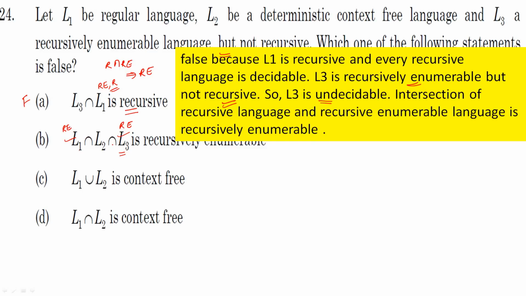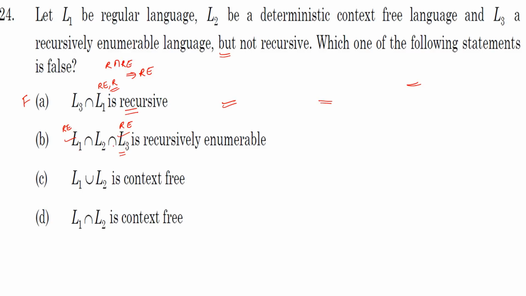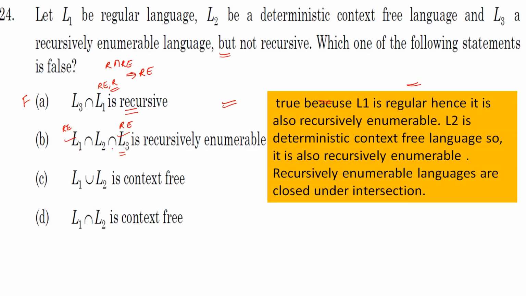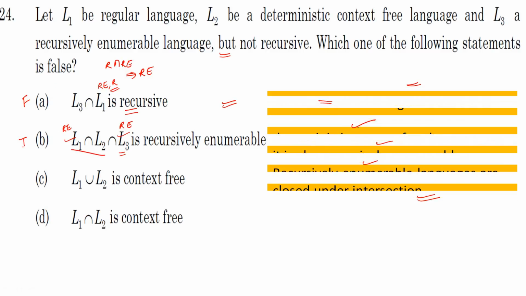Now what about L2? L2 is given as a deterministic context-free language. So all the context-free languages are also recursively enumerable. L1 is regular, so it is recursively enumerable. L2 is a deterministic context-free language, so it is also recursively enumerable. And recursively enumerable languages are closed under intersection. So these three languages are all closed under intersection. So it is true. Next.